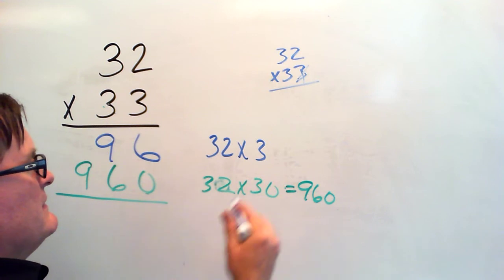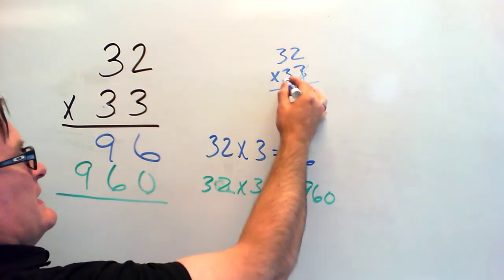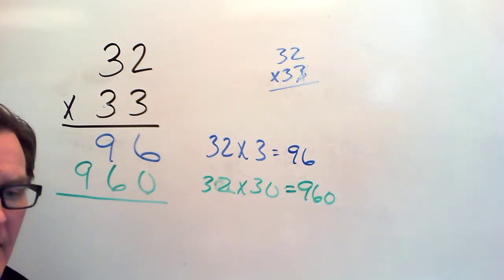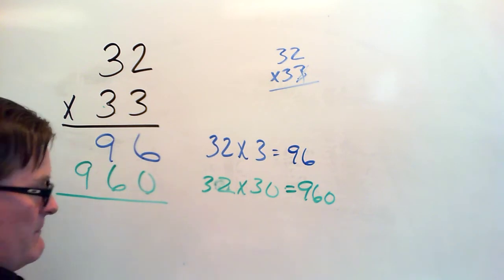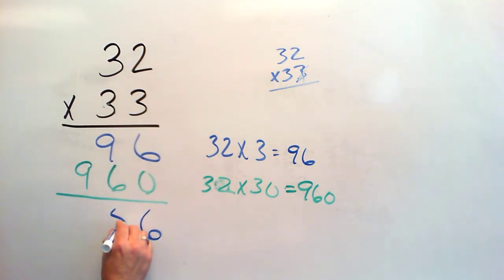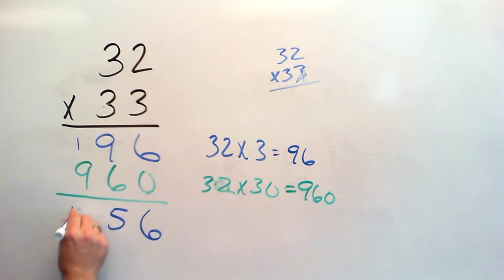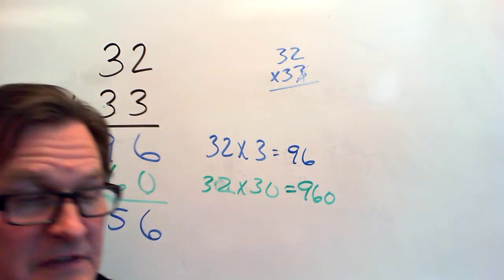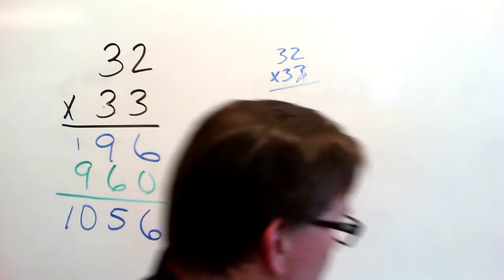32 times 3 gives us the 96. So we've taken care of all 33 groups now. And that's how the algorithm works. Now the final step, of course, is we just need to add these up. And the final answer is 1056. All right, let's do another example.